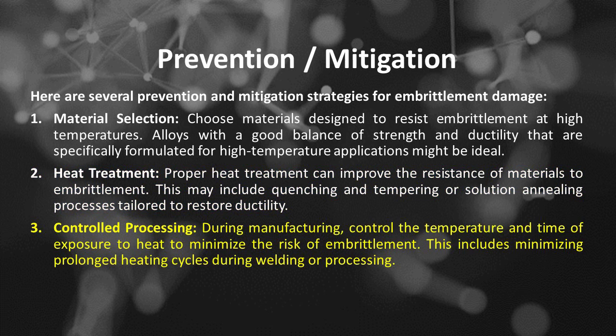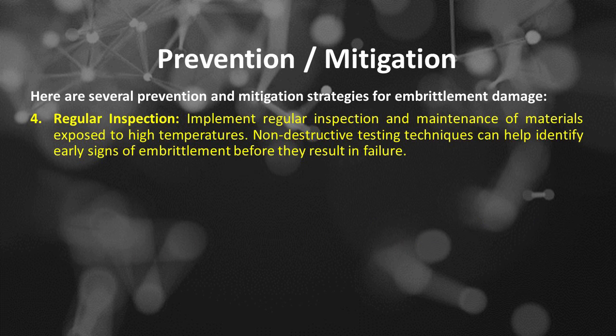Number 3 is controlled processing. During manufacturing, control the temperature and time of exposure to heat to minimize the risk of embrittlement. This includes minimizing prolonged heating cycles during welding or processing. Number 4 is regular inspection. Implement regular inspection and maintenance of materials exposed to high temperatures. Non-destructive testing techniques can help identify early signs of embrittlement before they result in failure.